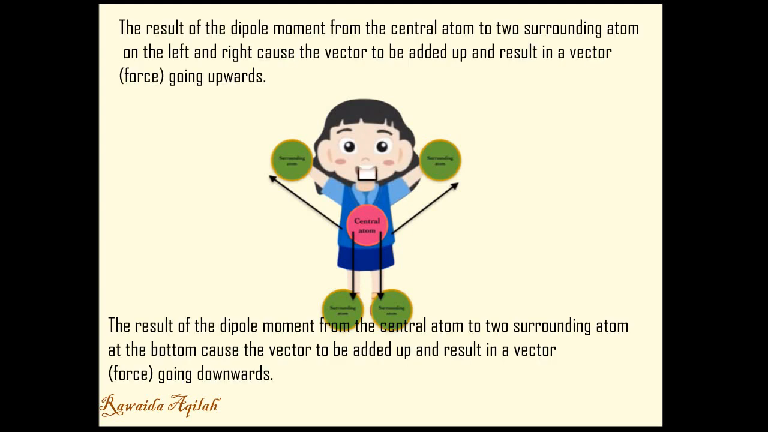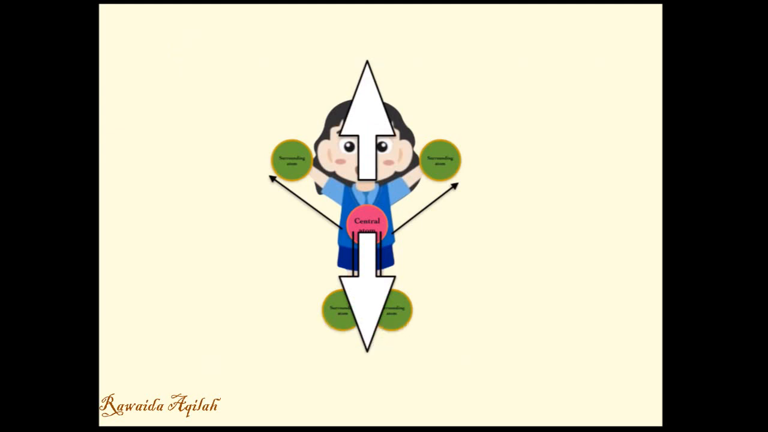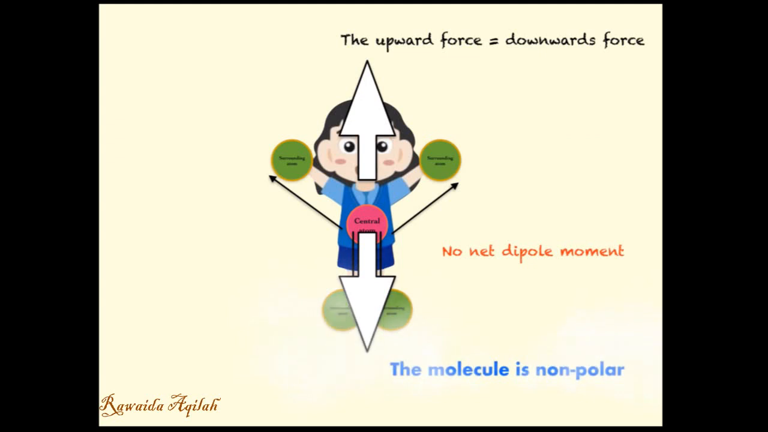Then, there will be an outward force and a downward force acting on her. Since the surrounding atoms all have the same electronegativity, the strength of the outward force is equivalent to the strength of the downward force. The upward and downward forces cancel each other, which makes her have no net dipole moment. Hence, it is a non-polar molecule.